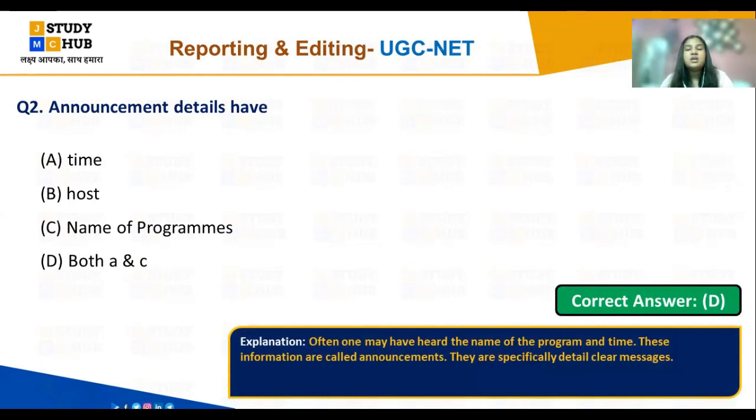Often one may hear the name of the program and time. These informations are called the announcements. They are specifically detailed and clear messages. So we are dealing with both time, that is option A, and C, that is name of the program. Option D, both A and C, will be your correct answer.